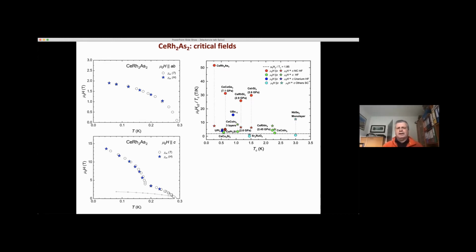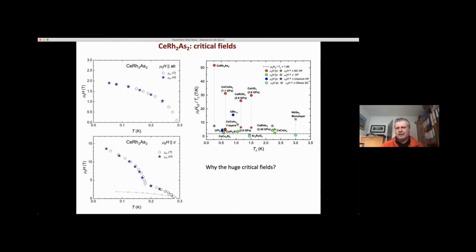So to give you an idea about just how big those numbers are, here's a global plot that I think Elena Hassinger put together, where she plotted mu naught HC2 divided by TC for a whole range of unconventional superconductors and interesting superconductors. And what you see is that the C-axis critical field in these units of cerium rhodium-2 arsenic-2 is the biggest, as far as I know, that's ever been seen. Right, so you have some others with huge fields. You really wonder why on earth this is happening.